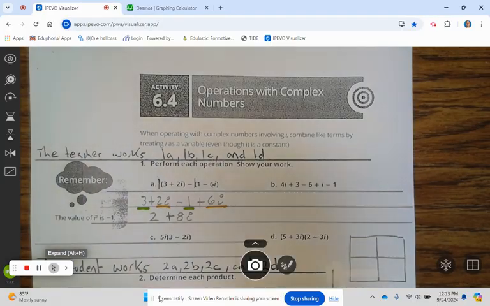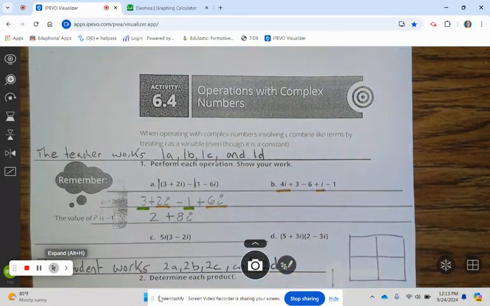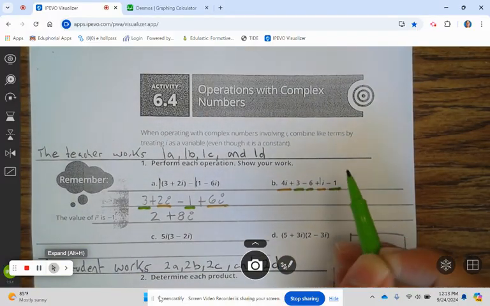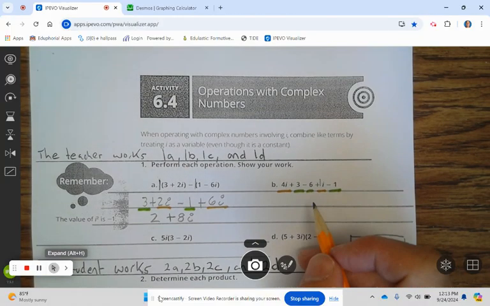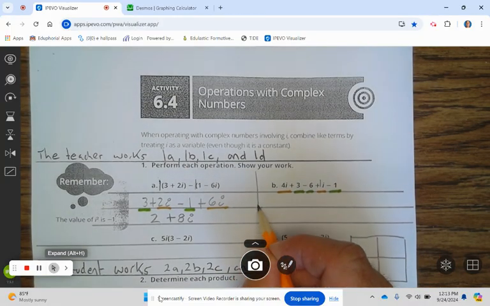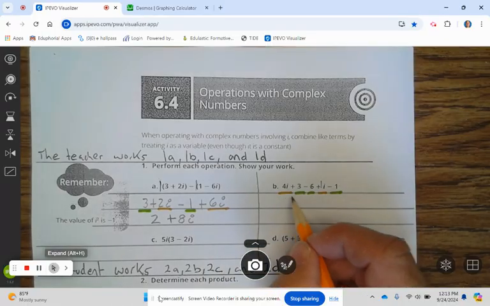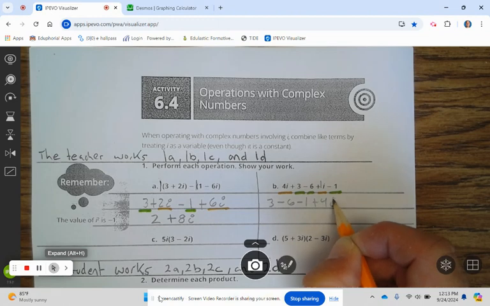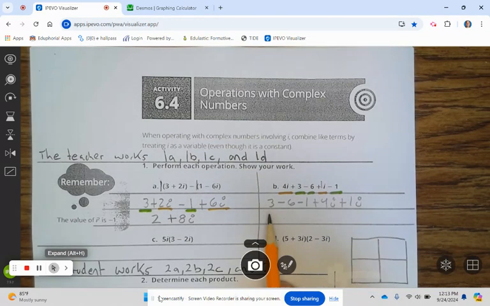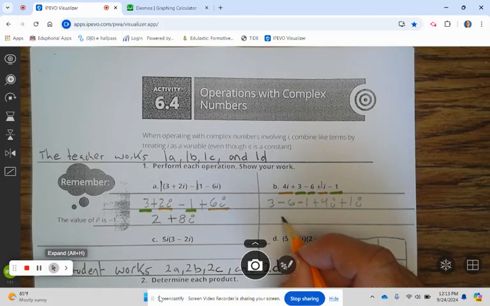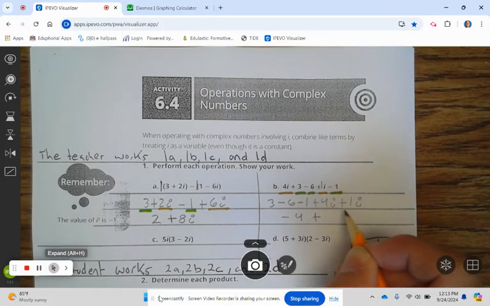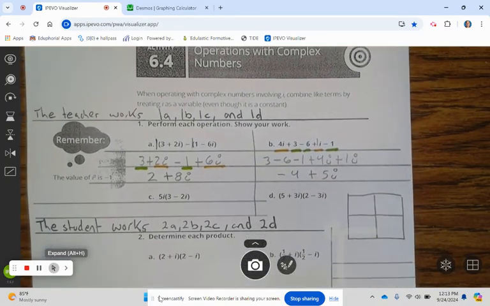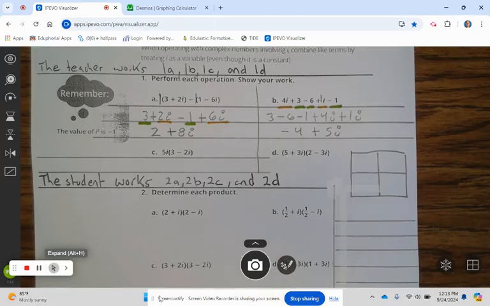Alright, so here we can go right to combining like terms. Okay, so that's 3 minus 6 minus 1 plus 4i plus 1i. Well, 3 minus 6 minus 1 is minus 4, plus 4i plus 1i is 5i. Right. Go and finish up 1b and let's take a look at 1c.